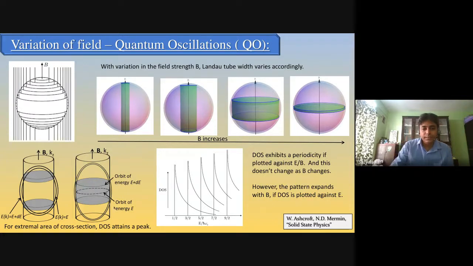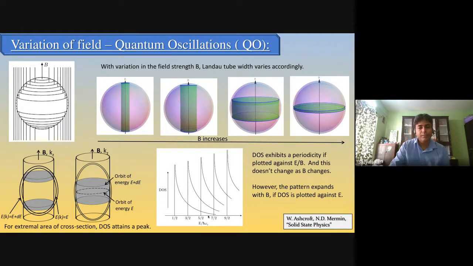And then you can see these are the typical plots of the density of states you can get as you vary the energy and keep your magnetic field fixed. Then you can get a plot like that. So it shoots up to a very high value and then again falls, just like a 1D density of states, and then again shoots up when the next available value comes.